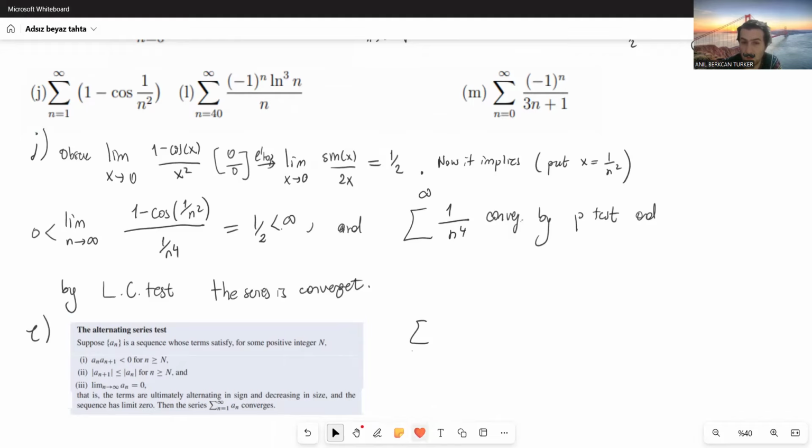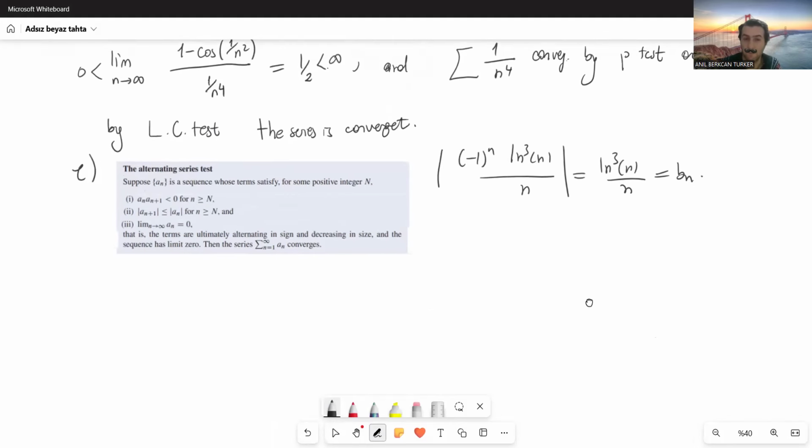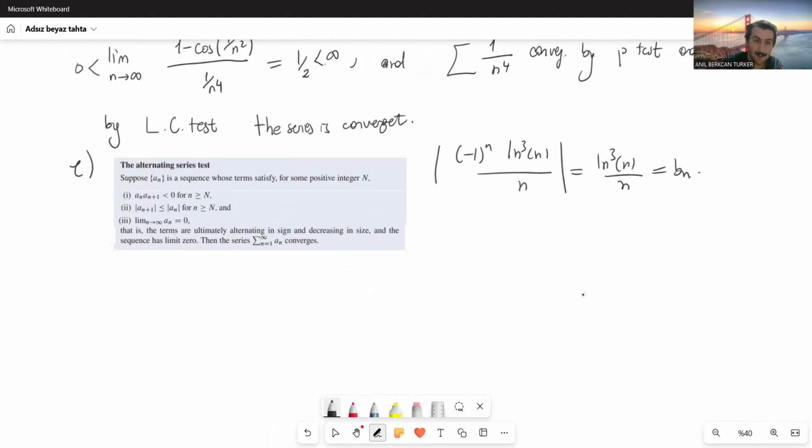Okay, let us try. The absolute value of minus 1 to the power n ln cube n over n is just ln cube n over n, because everything else is positive. So let me call it b_n. By the way, the alternating part is okay in our case. Now, let's say b_n is bigger or equal to b_n plus 1.